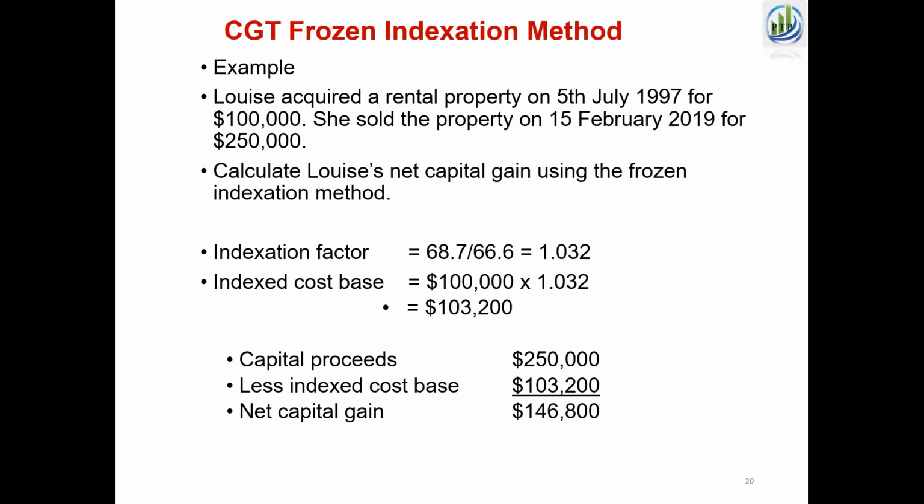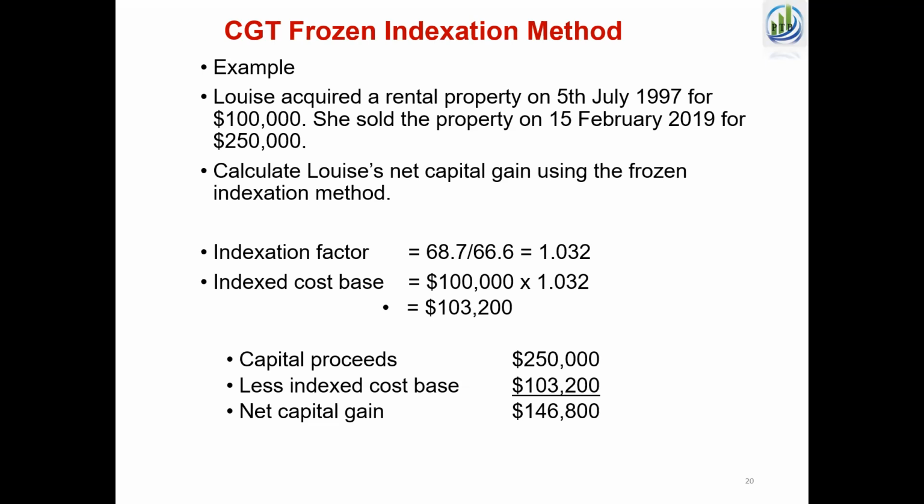Why? With the discount method, how much is her capital gain? 250,000 proceeds minus 100,000 cost is 150,000 capital gain. You apply the 50% discount, so 75,000. You see how big a difference in your tax return. With the discount method, your capital gain is 75,000. If you're using the indexation method, it is 146,000, very expensive.